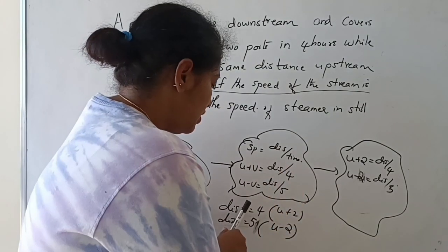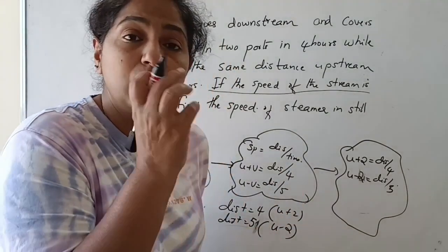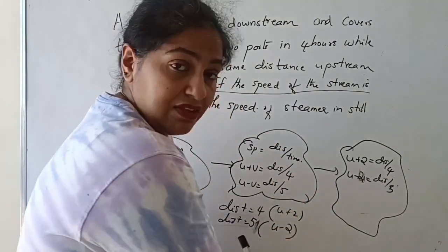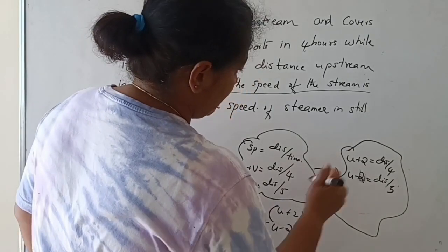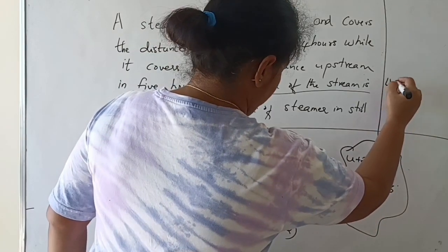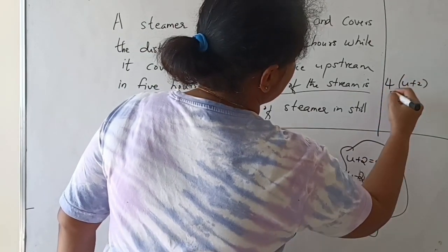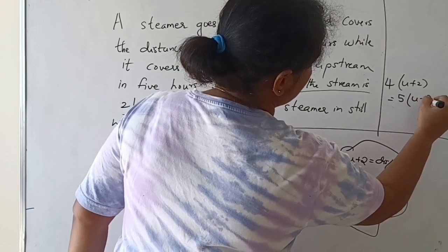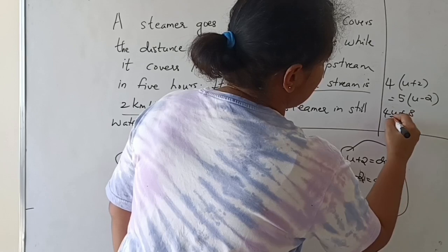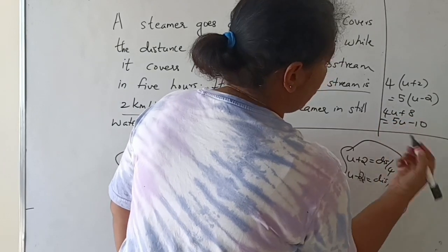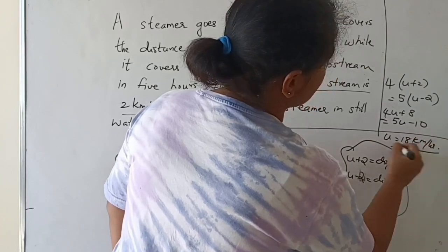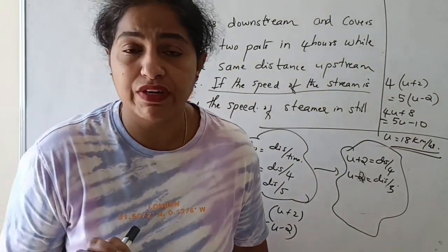Correct. Now, both these denote the same quantity, which is the same distance between the two ports. So, I can equate both these statements. So, what do I get? I get 4 into u plus 2 is equal to 5 into u minus 2. Okay. Open the bracket. I get 4u plus 8 is equal to 5u minus 10, or I can say that u is equal to 18 km per hour. So that is the speed of our steamer.